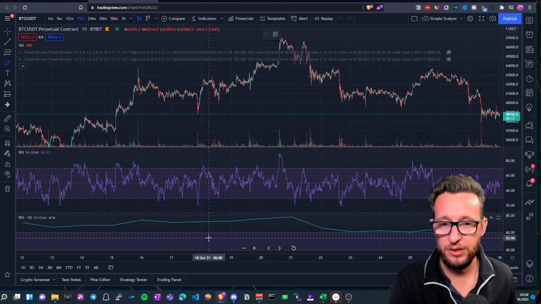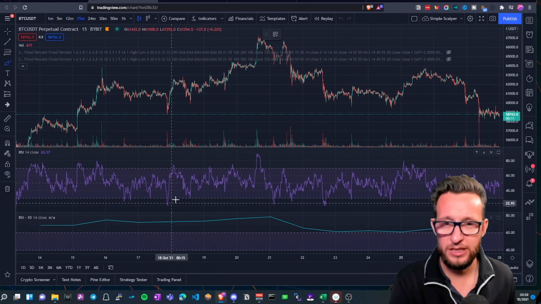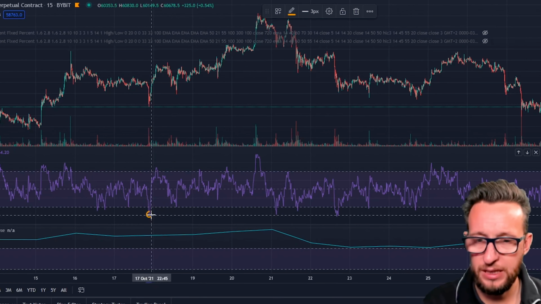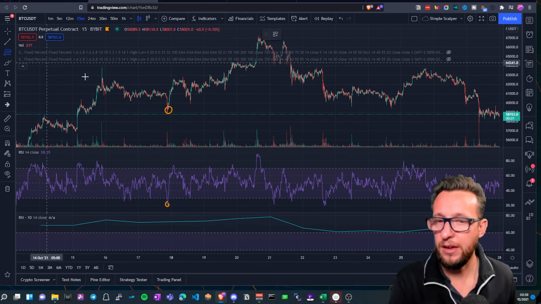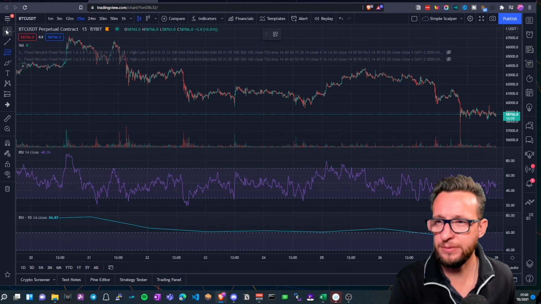Okay, so first of all, we're going to have a look at the actual uptrend here. Now, we're going to be looking for somewhere where it's oversold, so just here. So we'll be getting in around this area here. I'm going to zoom into that area here.